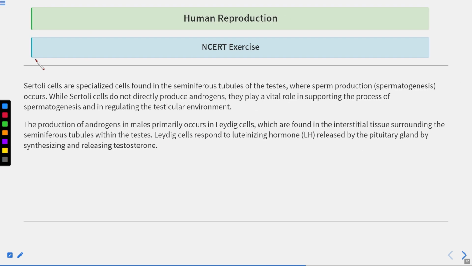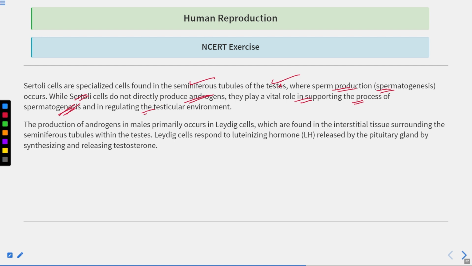Clear? Now, Sertoli cells are specialized cells found in the seminiferous tubules of the testes, where sperm production takes place. Spermatogenesis takes place in the seminiferous tubules present in the testes. So these Sertoli cells are not directly involved in androgen production, but they play a vital role in supporting the process of spermatogenesis because they provide nutrition to the spermatogonia.